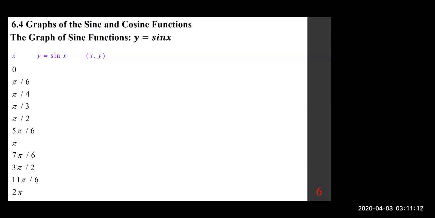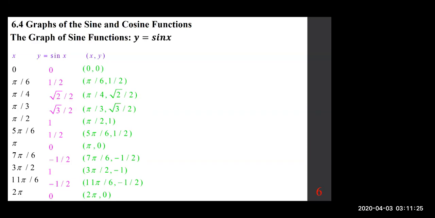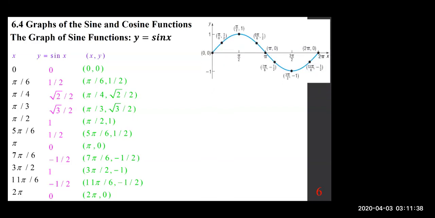And now you're going to evaluate sine x. I hope you remember all of those. So that would be the second column. Everything comes from the previous section. All of them are common arcs. Those are the pairs. Now, if you plot those pairs carefully, this would be the graph for one complete cycle.